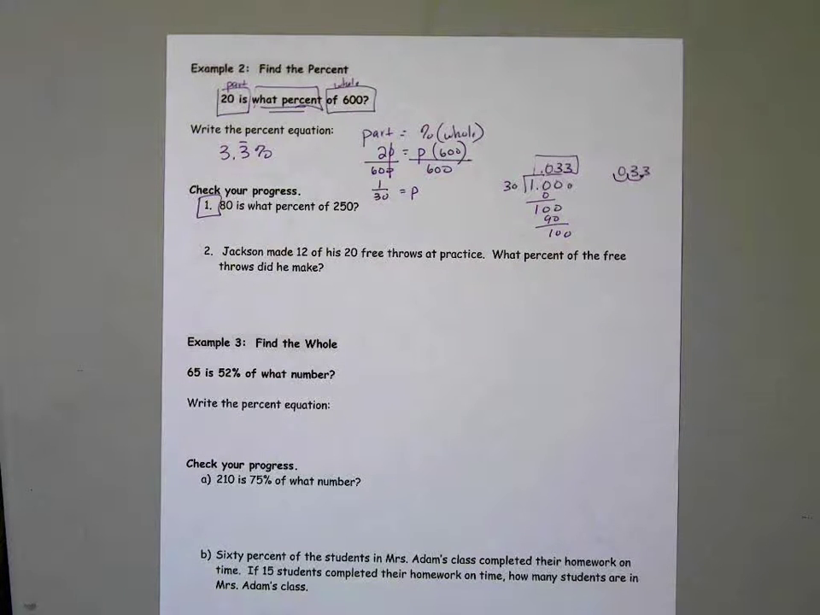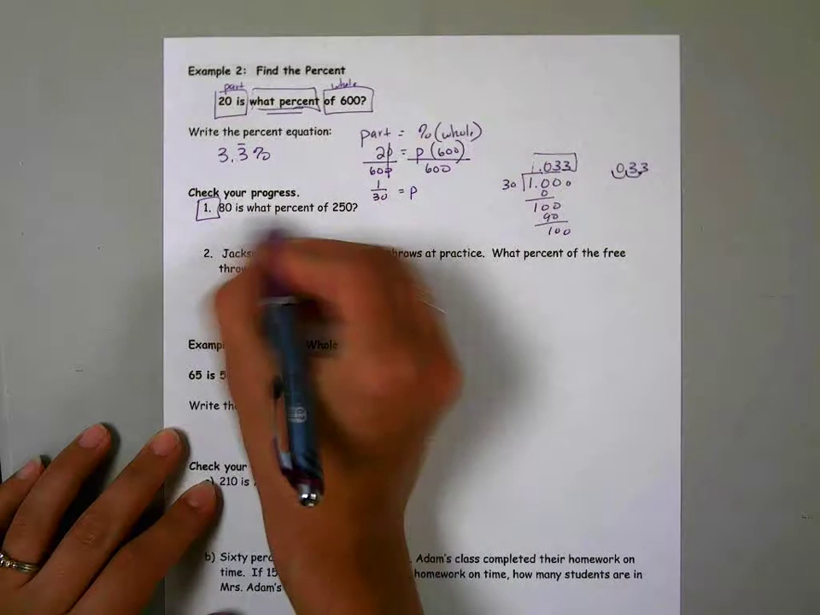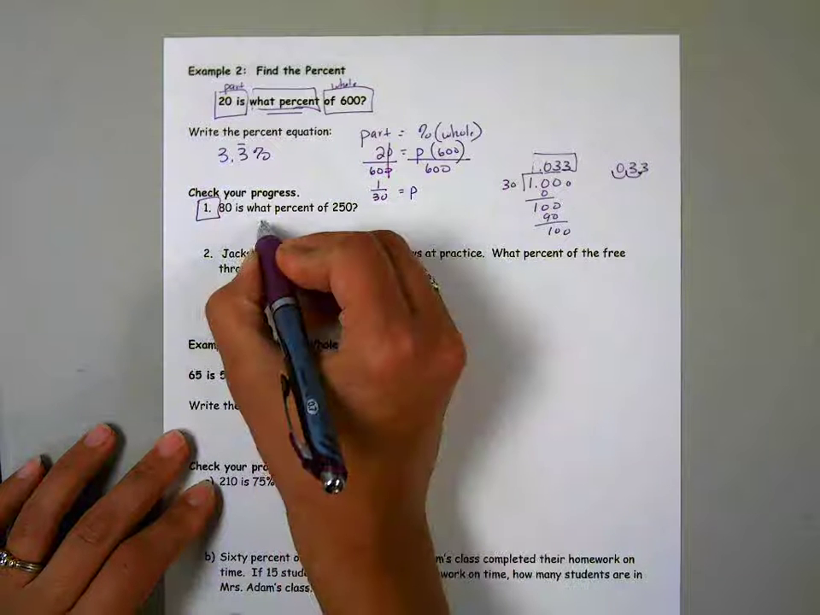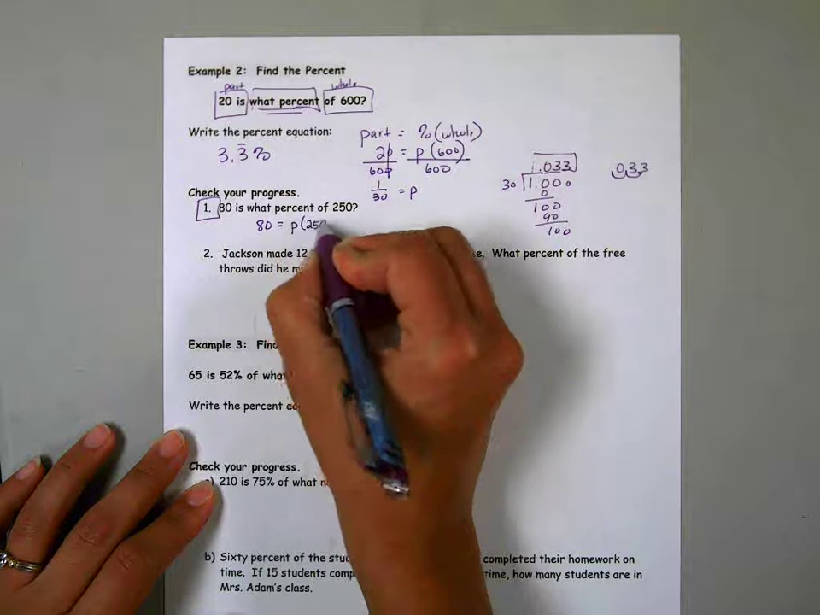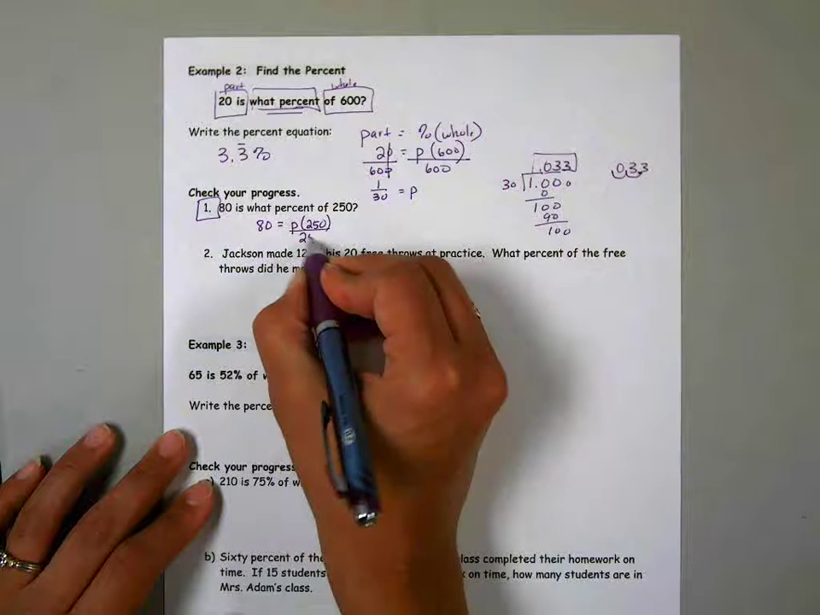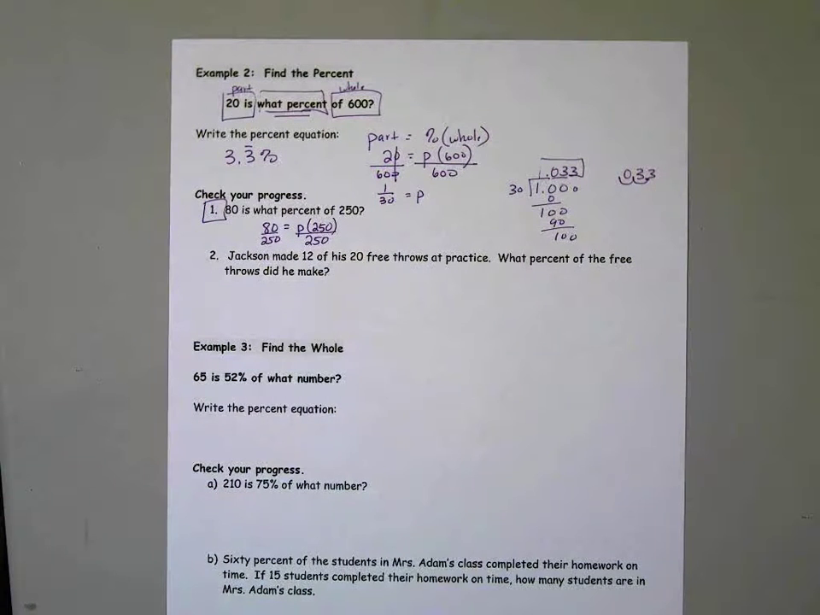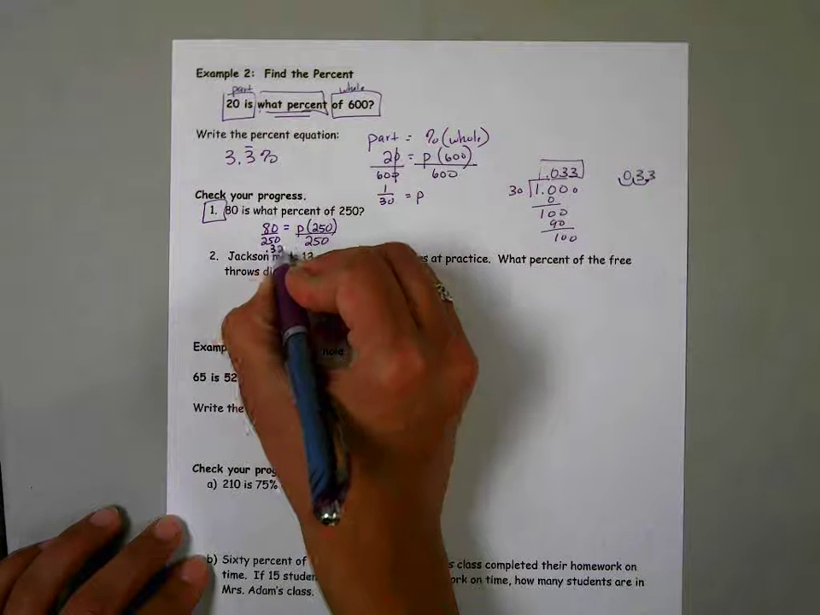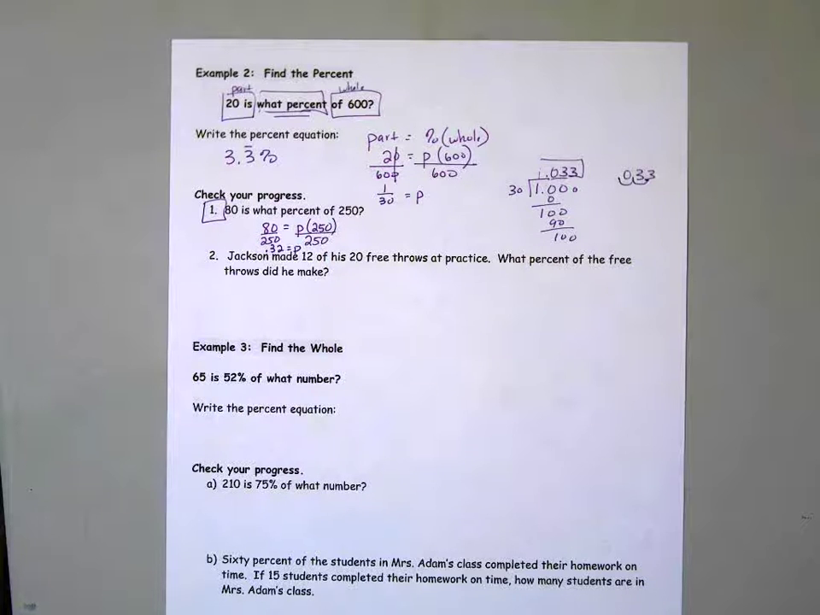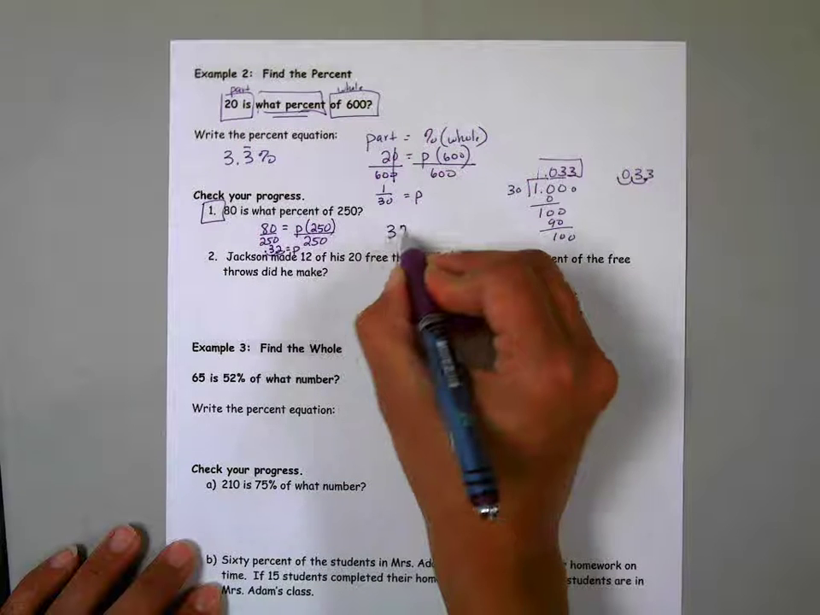So you should have had a chance to try this problem. We have 80 is what percent of 250. So our equation looks like 80 equals the percent times 250. Divide both sides by 250. And 80 divided by 250 is 32 hundredths. Remember, this is my percent, but it's written as a decimal. So I have to convert it by moving the decimal 2 times to the right, and I get 32%.